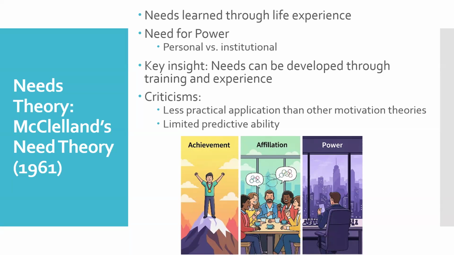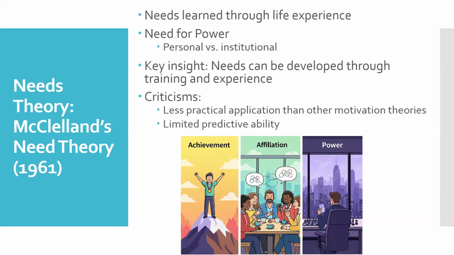With this one, we have all of these needs, but your life experience will determine which of these needs dominate. So usually in this theory, there's one that dominates in someone's life. And so the supervisor's job is to figure out which one dominates for an employee. But the key insight here is that needs can be developed through training and experience. So we can train employees to have a stronger need for something.